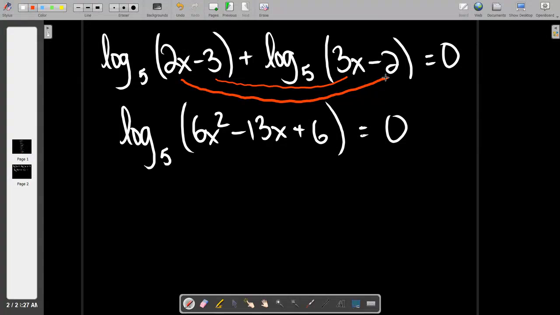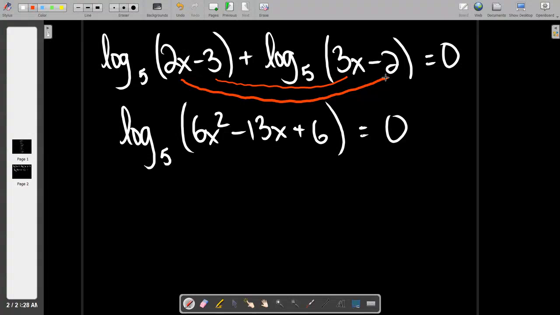So we got -9x from the middle. We got -4x from the outer edge. And what's -9 plus -4? -13. I just didn't show as much work this time. Does everyone see where I got the 6x squared from? Does everyone see where I got the plus 6 from?